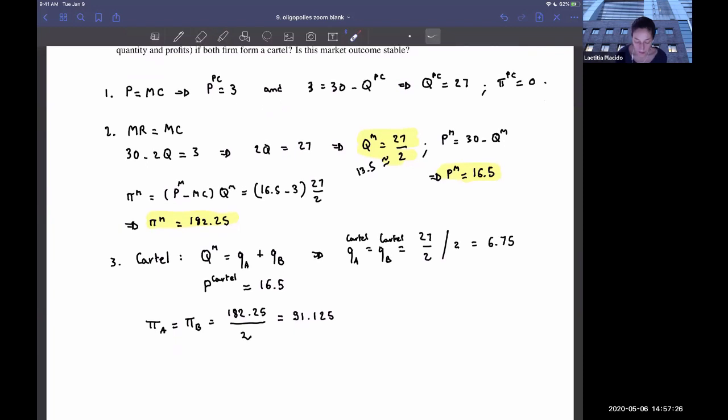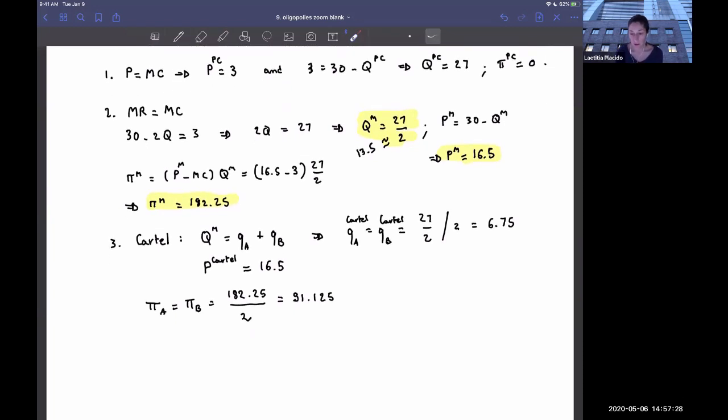So in general, cartels are not observed in the real world for at least 2 reasons. The first reason is that cartels are illegal. Why are they illegal? Because cartels are an artificial way to restrict the quantity produced on the market, to restrict the quantity available on the market. And so this pushes the price to a high level. And the antitrust authorities don't want that. So cartels are illegal.